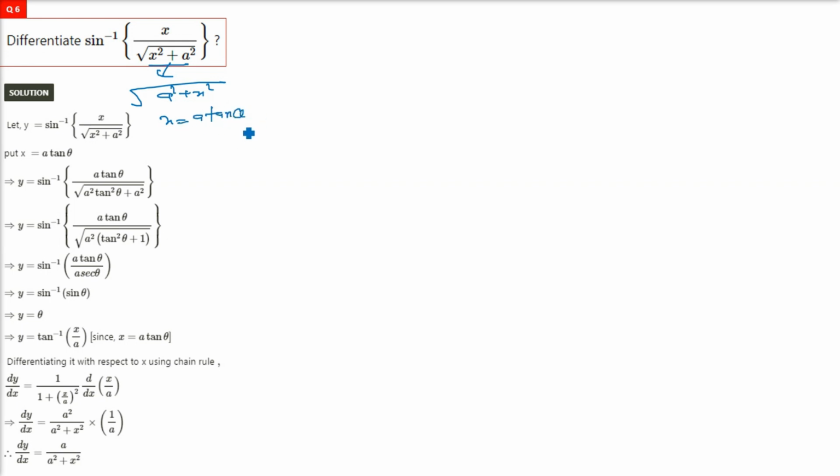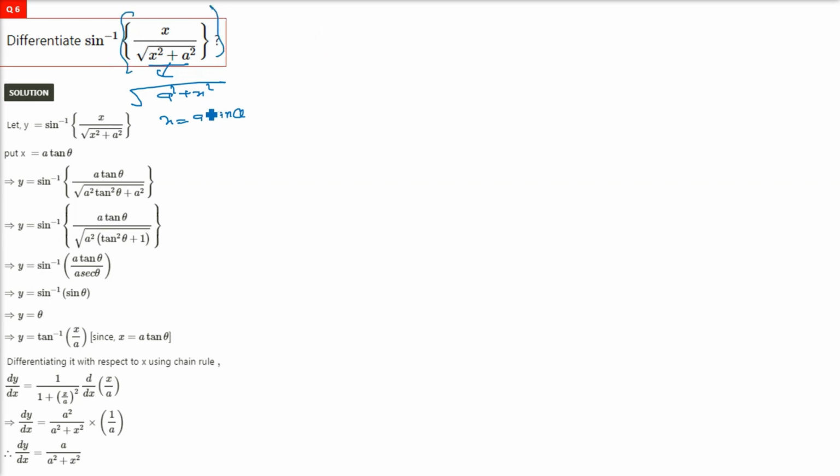x equals a tan theta. That we have discussed earlier also. So x is a tan theta that we are going to put. We will first resolve this. We will not jump into the differentiation directly. We will try to resolve this x equals a tan theta.